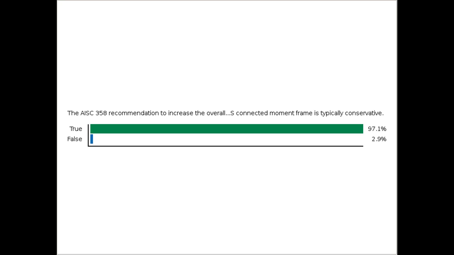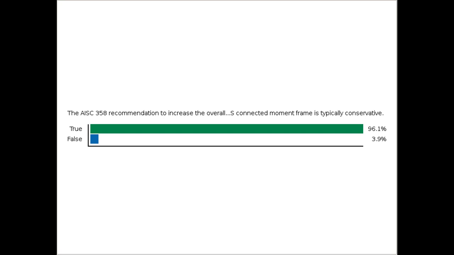Once again, that statement is the AISC 358 recommendation to increase the overall drift by 10% to estimate the effect of an RBS connected moment frame is typically conservative. All right. Nearly all of our answers have been provided by the audience, so I'm going to close the poll. And almost a nearly unanimous choice by the audience was that this is a true statement. Did they get that one right, Raphael? They did. I said it often enough, it must be true.